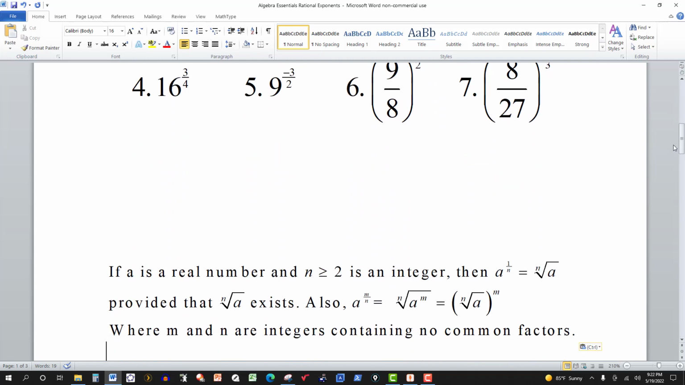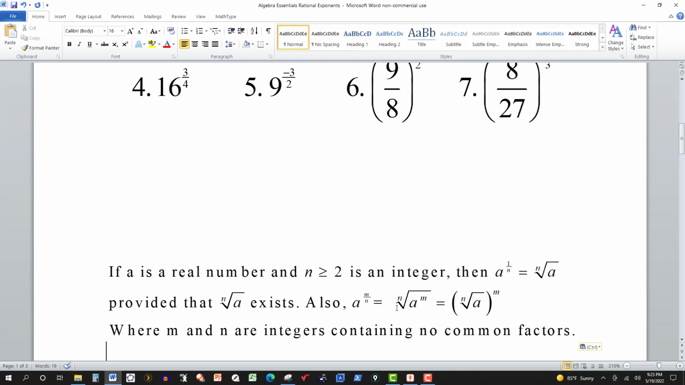If a is a real number and n is greater than or equal to 2 is an integer, then a to the 1 over n can be expressed as a radical. That would be the nth root of a, provided that the nth root of a exists. If the index is even, 2, 4, 6, and so on, then a has to be positive. If the index is odd, a cube root or a fifth root or whatever, then it can be any real number, negative, positive, 0.